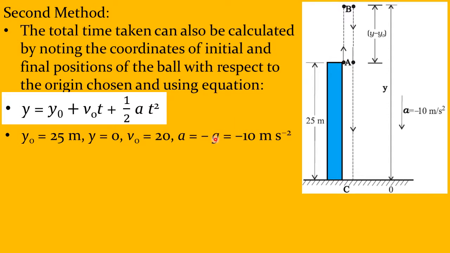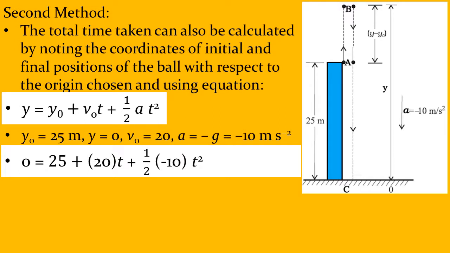What is the acceleration due to gravity? In this whole process, whether the ball is going up or down, acceleration due to gravity is in the downward direction, so minus 10 meters per second square. So let us put these values in this equation. The final position y is 0, so I put 0. Initial position 25, so y naught is 25. Initial velocity 20 meters per second, so 20 into time t plus half into acceleration minus 10 into t square.